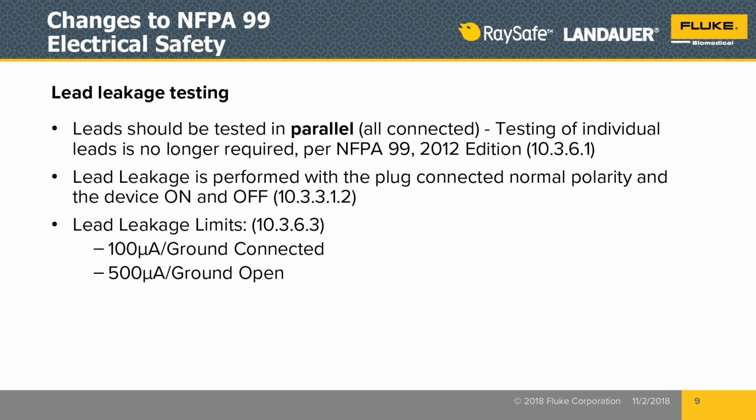So I mentioned before, I definitely want to dig into detail here on the patient-connected leads, so your ECG leads, invasive blood pressure, anything that's electrically connected to the patient. The standard changed from 2005 to 2012. Now in 2012 and newer, the mandate is that you can test all of those patient leads together. It doesn't mean you can't test them individually like it was before. That's a more stringent test. But the faster test is to test them all in parallel and just get a total leakage current across all the patient connected leads.